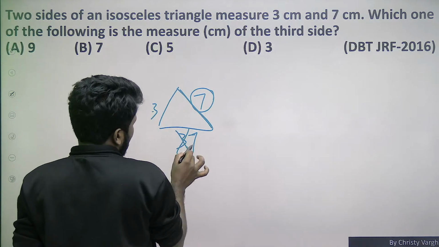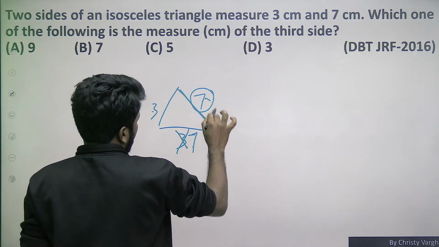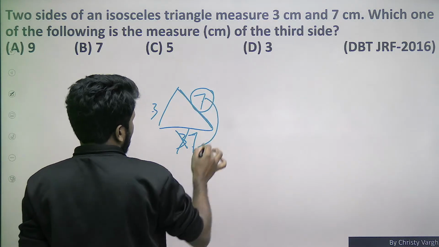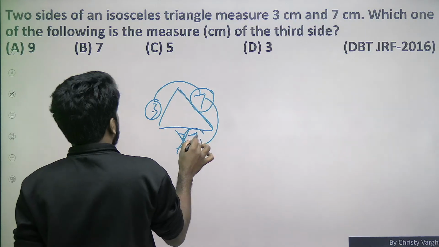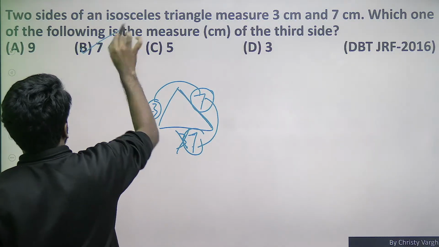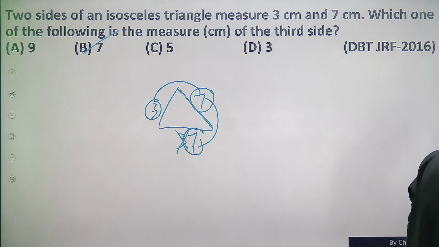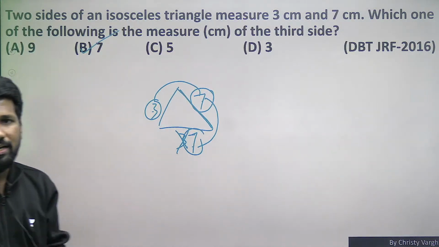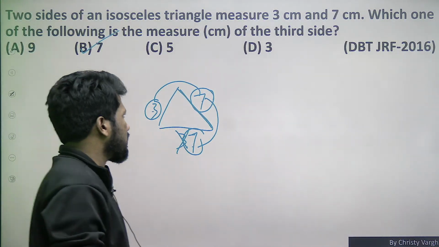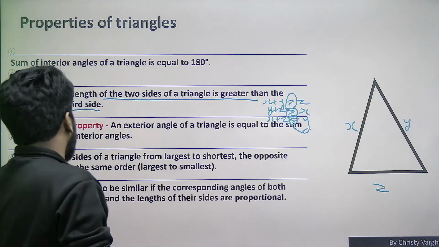If it is 7, then 3 plus 7 is 10. 10 is greater than 7, that is correct, it does not violate the property. 7 plus 7 is greater than 3, that also is satisfying. 3 plus 7 is greater than 7, that also is satisfying. So that is why option B is the correct answer. Did you all understand this and the property I was discussing? Sum of two sides should be strictly greater than the third side. The reason behind it also I have taught you. Hope that is completely clear.